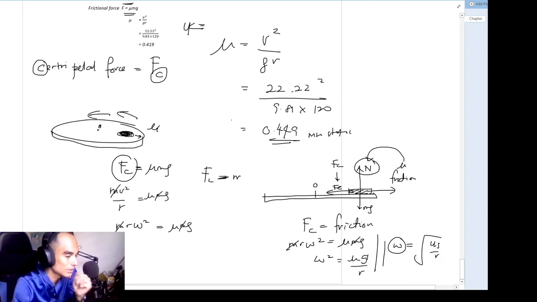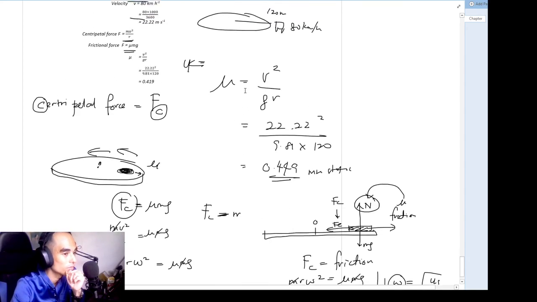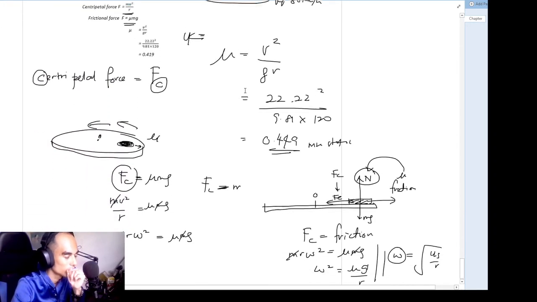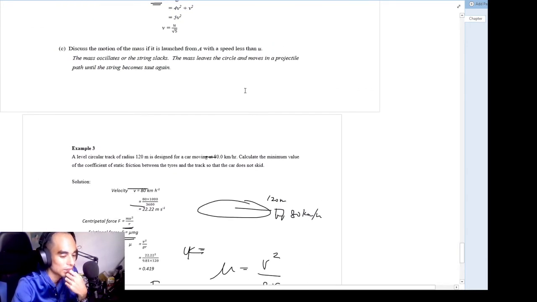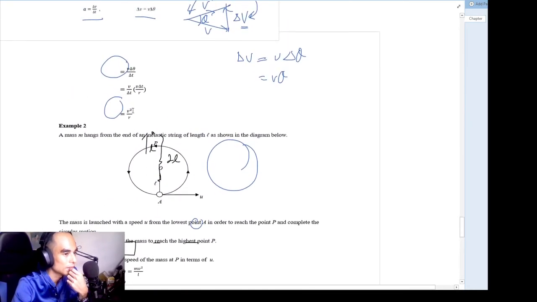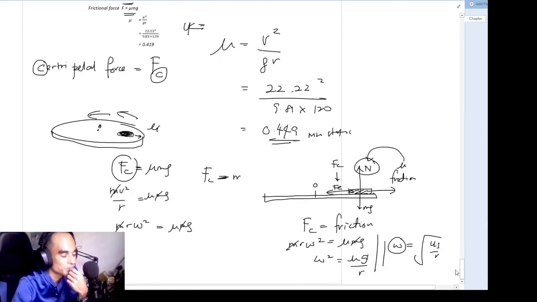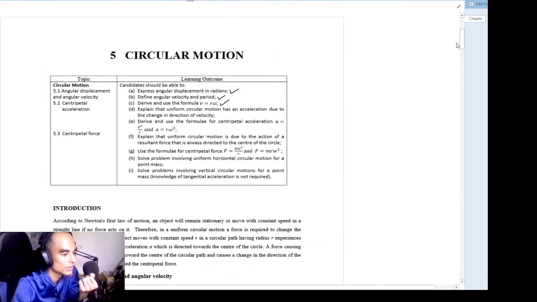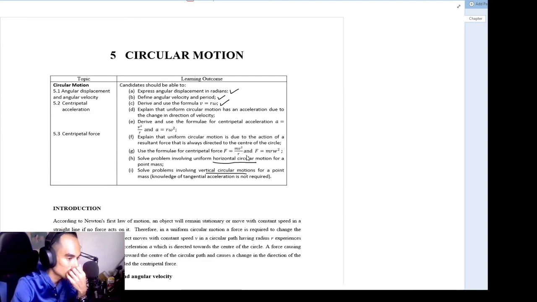Usha, any question? Keshika, are you there? Any question? No, sir. Actually, this chapter is not very hard, right? There are two types: one is horizontal circular motion, and one is vertical circular motion. That's it.